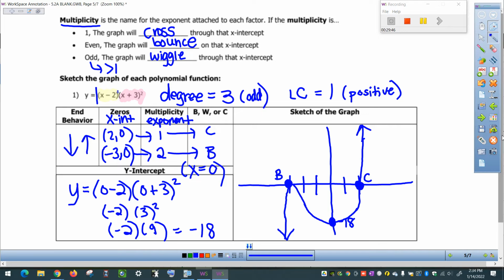There is a similar problem right below this one that I want you to try on your own. So you're going to go through all the steps from start to finish. I'll give you a few minutes to try it out.